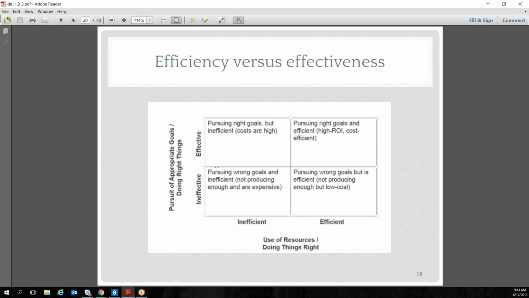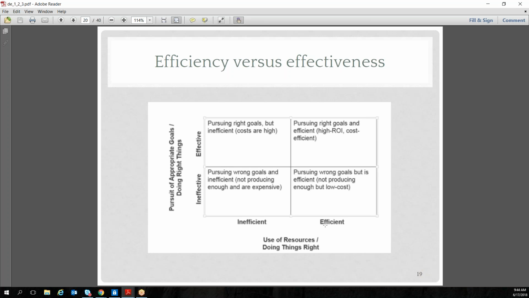There is a 2 by 2 chart which tells how we are efficient, inefficient, effective, and ineffective. When we pursue wrong goals and are inefficient, we are not producing enough and are expensive. This means that we are neither effective nor efficient. The example is like we are going in a car in the wrong direction, and the car is also expensive because its mileage is low and it eats a lot of money.